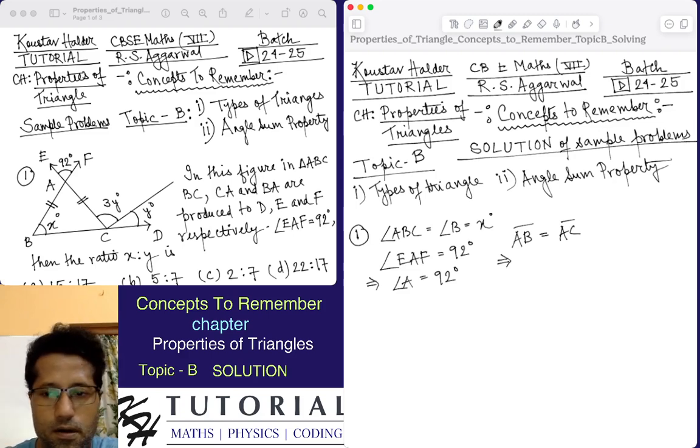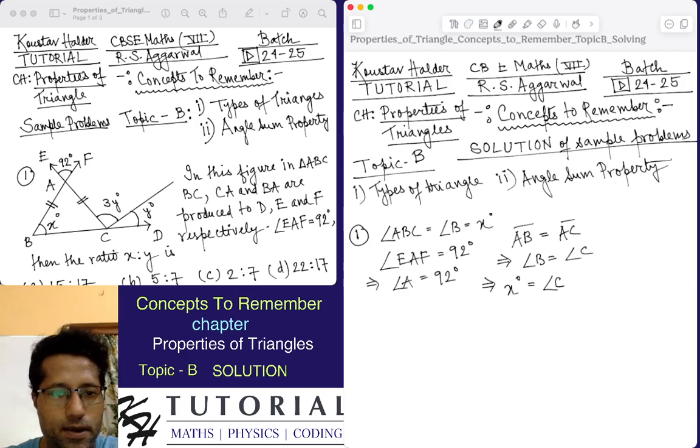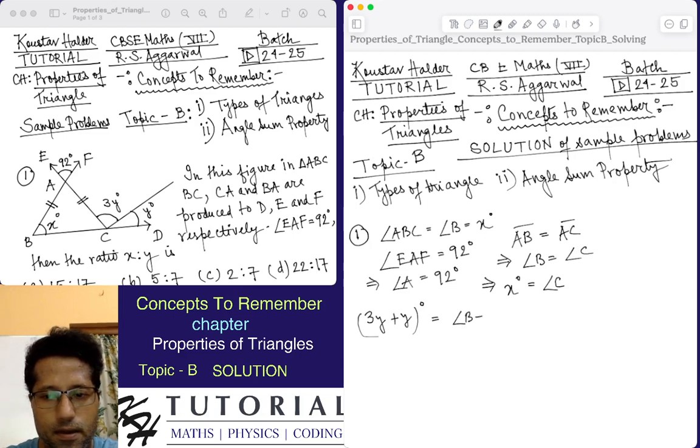So this means angle B should be equal to angle C. This implies angle B is equal to angle C. Fine. Now this implies x degree is equal to angle C. Now again, the angle 3y plus y, this whole angle is an exterior angle to the triangle ABC, and this exterior angle has two opposite interior angles, angle B and angle A.